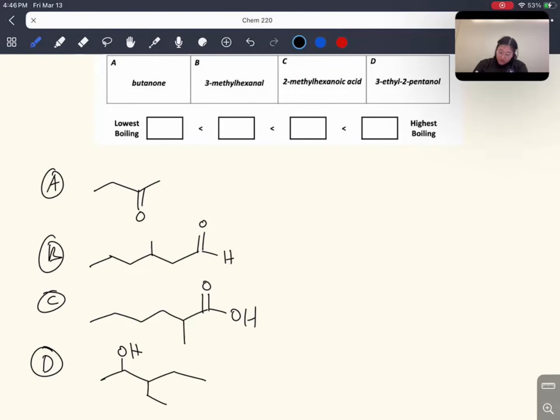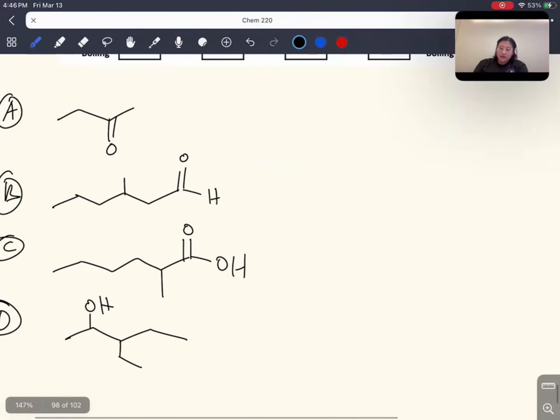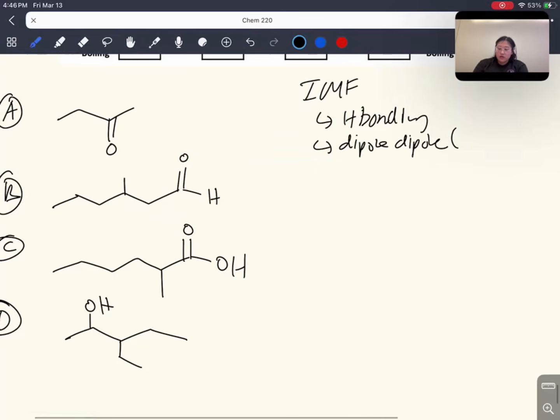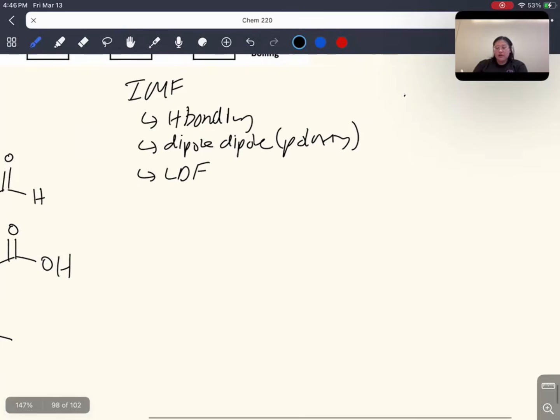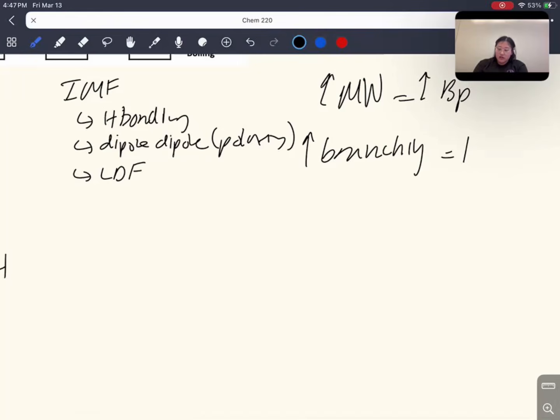Okay. So remember with boiling point, you're thinking about a few things. You're thinking about intermolecular forces, with your hydrogen bonding, your dipole-dipole forces, so polarity. You're also thinking about your London dispersion forces, right? And then also you're thinking about molecular weight. Another thing you're thinking about is branching. So increased molecular weight equals increased boiling point. Increased branching equals decreased boiling point, and increase in IMF strength equals increase in boiling point.